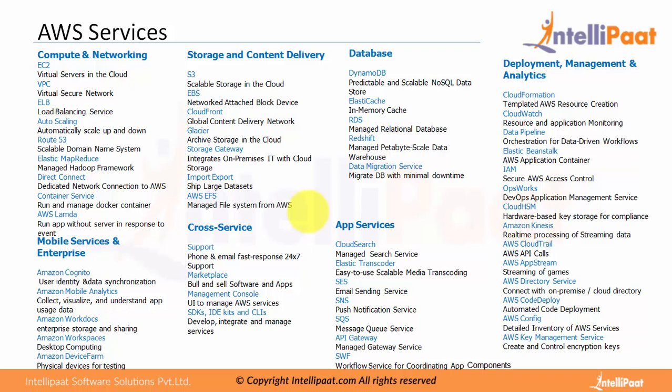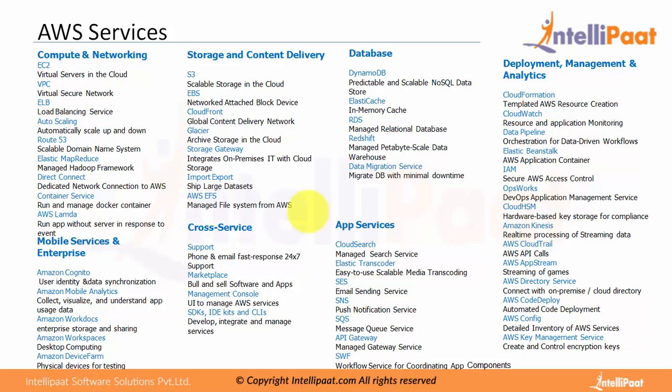Amazon Auto Scaling is a service which allows you to scale up and scale down automatically. Whenever the need arises, it would be able to scale up based on the conditions you have defined. At the same time, whenever the need decreases, it would automatically scale down based on the conditions defined over there.